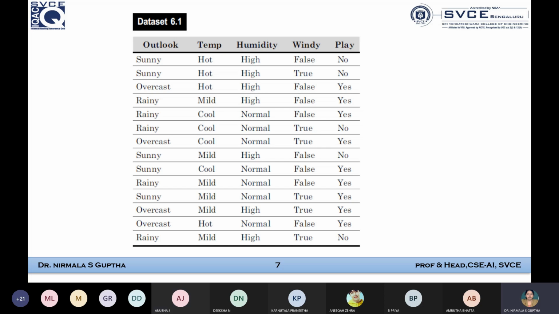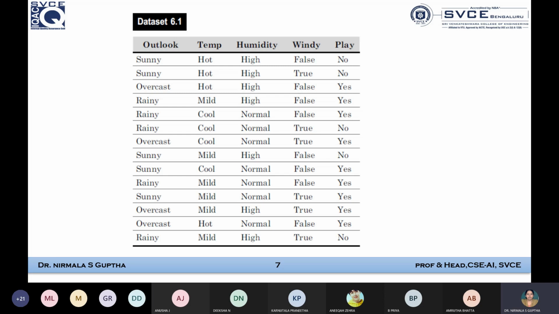Now let us take the consideration of mild. How many rows are having mild? 1, 2, 3, 4, 5, 6. Correct? Yes, ma'am, mild is 6. So the denominator is 6. Correct? Denominator is 6. It is occurring 6 times. 6 instances are there for mild under the temperature column in the data set.